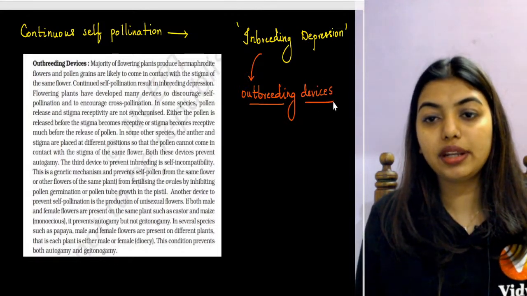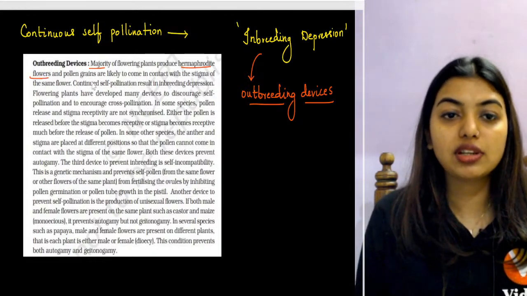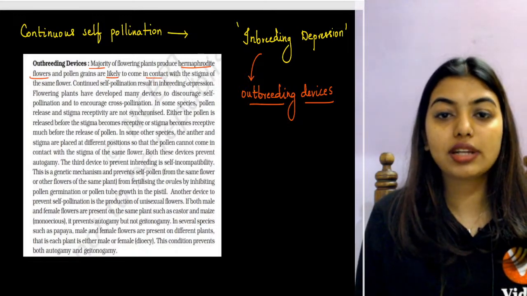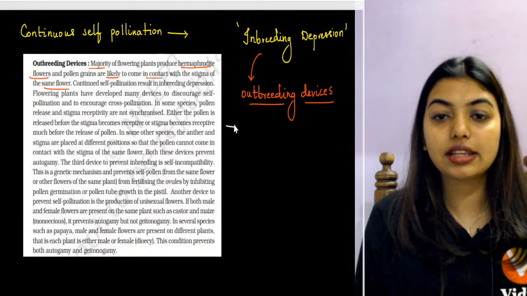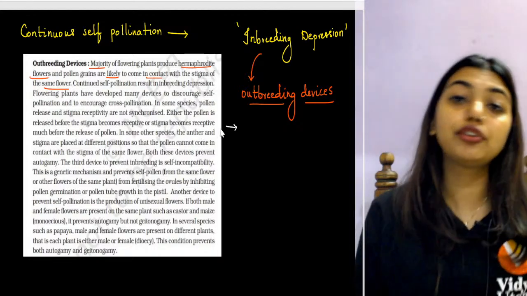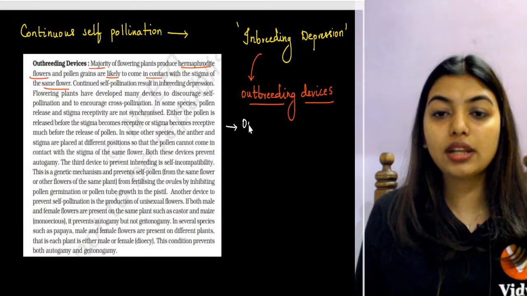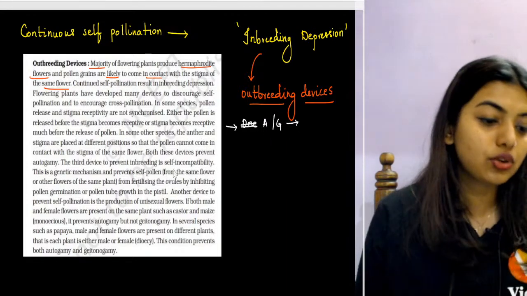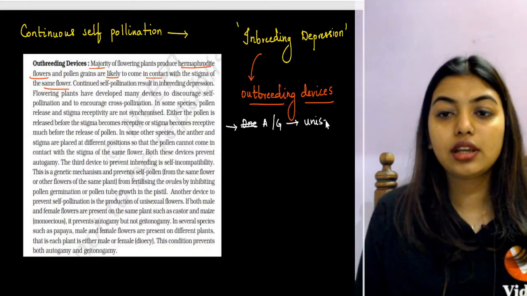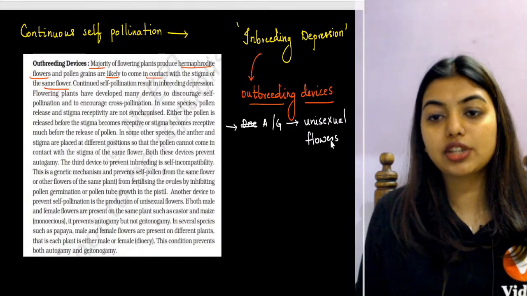Clear? Outbreeding devices. Now look here. Majority of the flowering plants produce hermaphrodite flowers, and pollen grains are likely to come in contact with the stigma of the same flower. So the first outbreeding device that the plant will take is, they will be like, wait a minute, I am no more going to form a hermaphrodite plant, I will form a monoecious plant. That means I will have either androecium or gynoecium, I will not have both. Yes or no? That is, they will form unisexual flowers.